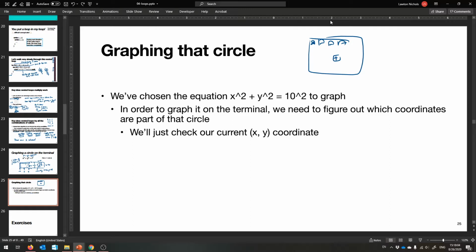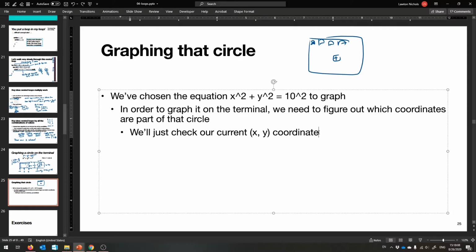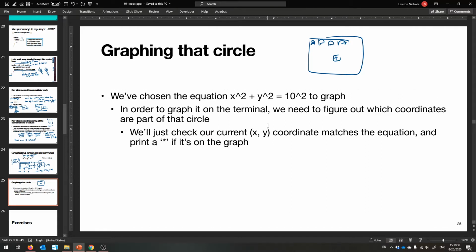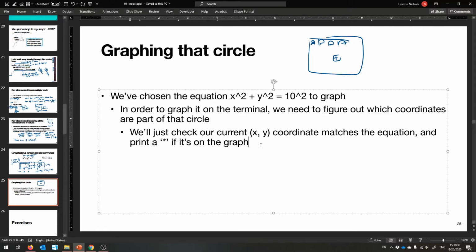So if we just so happen to have our current xy coordinate respect the equation, we print a star or something if it's on the graph. Because if it matches the equation, like this holds, that means we should have plotted it. It's on the graph. And it's going to be fun to watch this work, I promise. We're building up to it slowly.